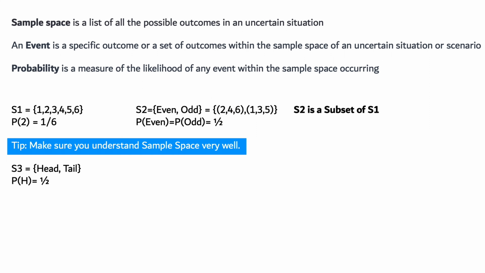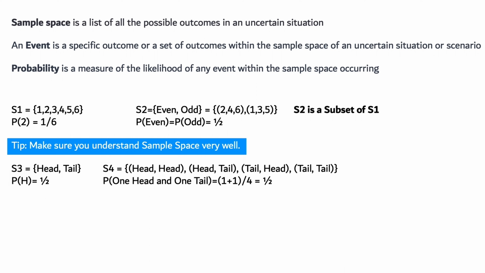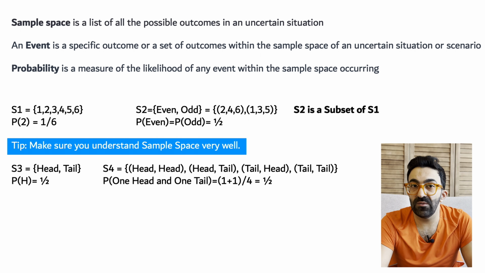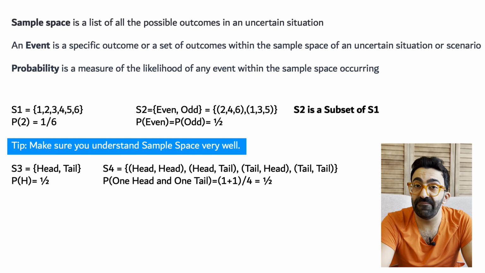Now, if you look at our sample space, there are two outcomes that have one head and also one tail. So to be honest, in probability, it's very important to be able to understand sample space and work with different events to understand and measure the real probability.